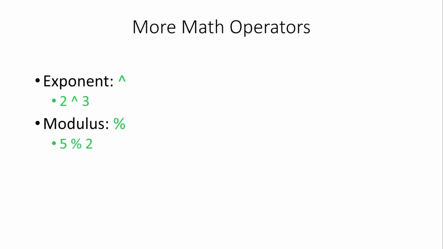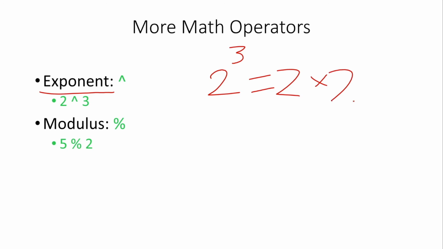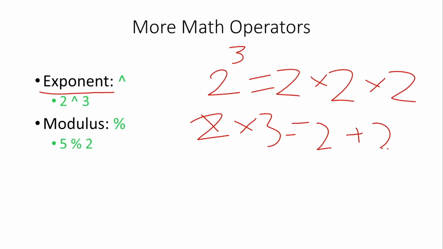So now let's look at some more math operators. Let's start with exponent. Exponent is kind of like multiplication in that 2 to the power of 3 equals 2 multiplied by 2 multiplied by 2, just like 2 times 3 equals 2 plus 2 plus 2. And 2 times 2 times 2 equals 8.